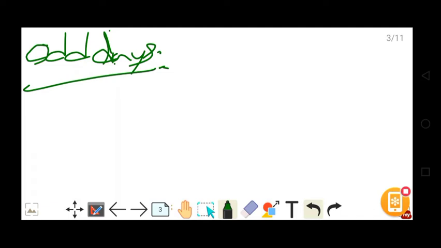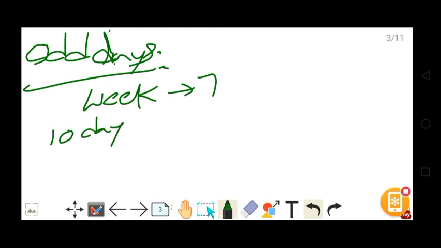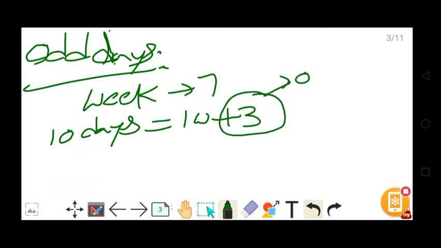Odd days. Because how many days in a week? In a week we have 7 days. But if my question is, in 10 days, how many weeks are there? 1 week plus 3 days extra. 1 week, 7 days, plus 3 days extra. These extra days we call odd days. Any extra days, except complete weeks, we call odd days.